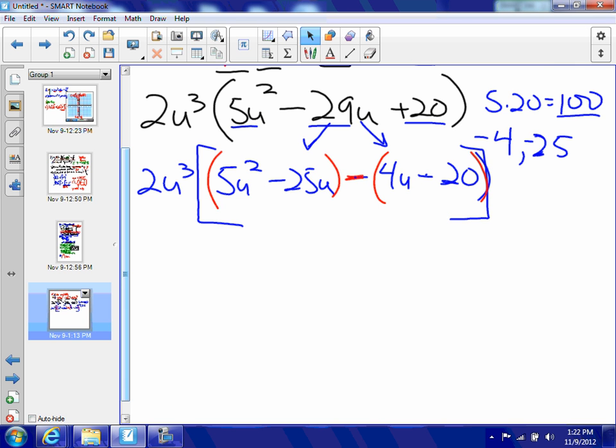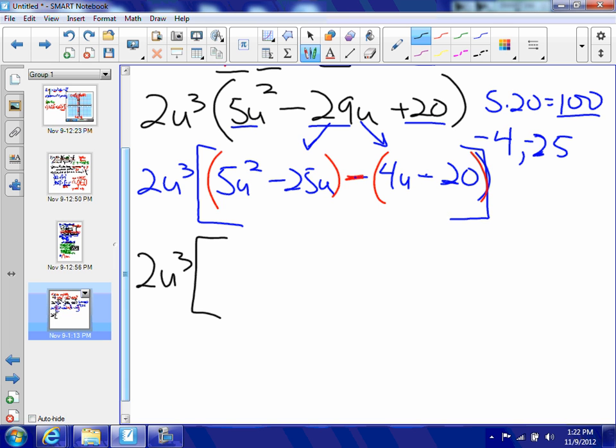Well, now what can I do with this? I don't want to forget my 2u cubed. Here's 2u cubed. And I'll keep my brackets. And out of this first binomial, I think I will pull out a 5u. That would leave me with u minus 5. So 5u times u is 5u squared, and 5u times negative 5 is minus 25u. That one looks pretty good.